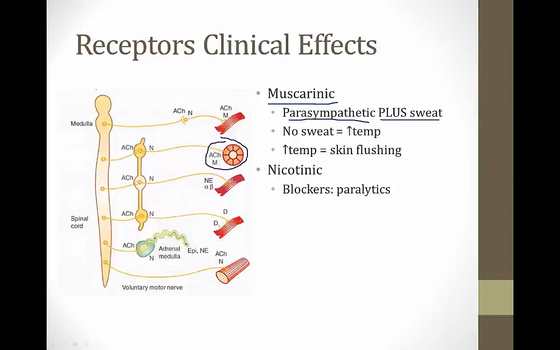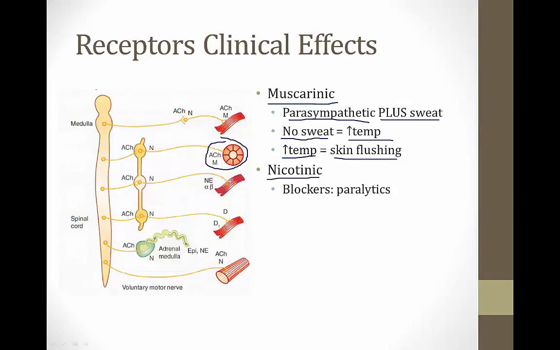If you were to block muscarinic receptors, you would block all the effects of the parasympathetic system, plus there would be no sweat. And keep in mind that sweat is the major way by which the body dissipates heat. So if you cannot sweat, your temperature will rise, and when your temperature rises, it will cause your skin to flush. So blockade of muscarinic receptors is associated with high body temperature and skin flushing by this mechanism.